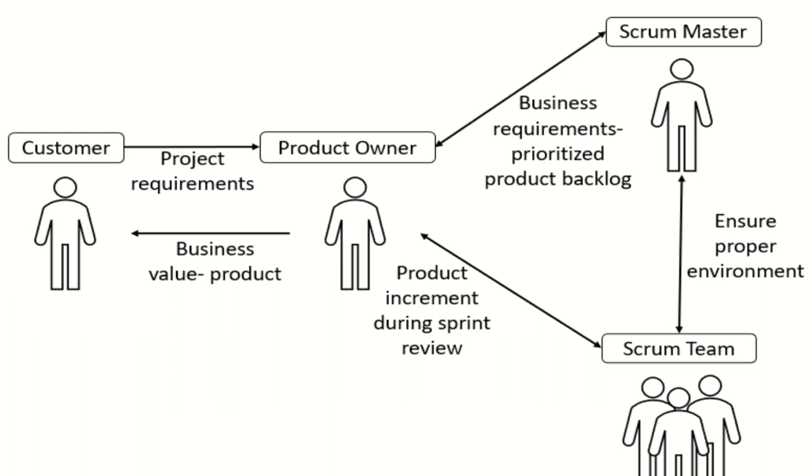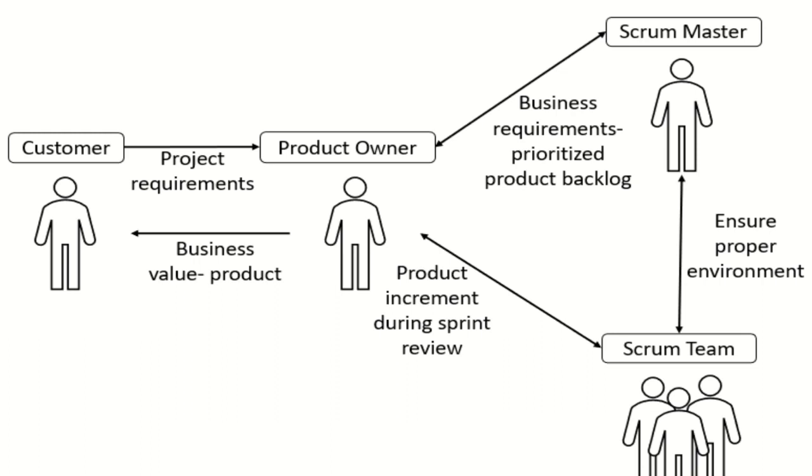The third part in the core roles is the Scrum team. They do the work itself, they create the deliverables, and normally they are from 6 to 10 persons. As you can see here in this picture, the product owner will be in between the Scrum Master and the team, and on the other side, the customer.